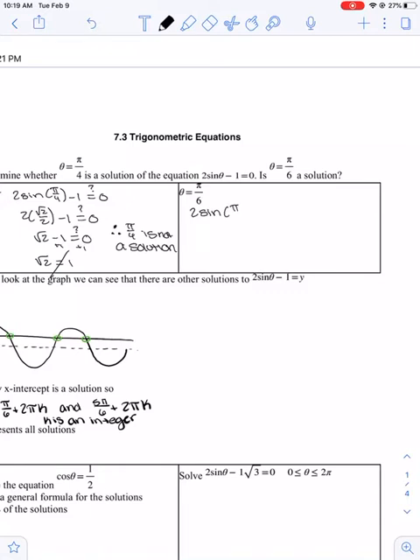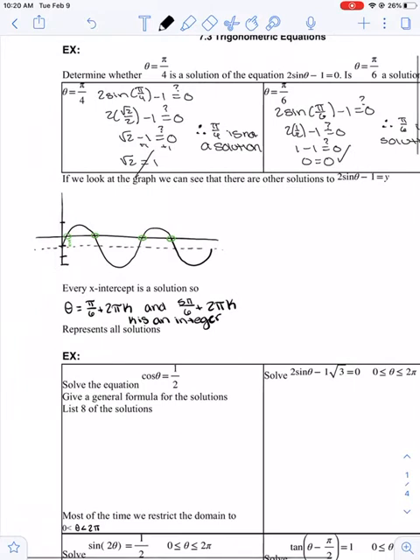Alright, let's try pi over 6. So 2 sine pi over 6 minus 1 equals 0? Sine of pi over 6 is 1/2. 2 times 1/2 is 1. 1 minus 1 is 0. 0 equals 0. Check. So therefore, pi over 6 is a solution.